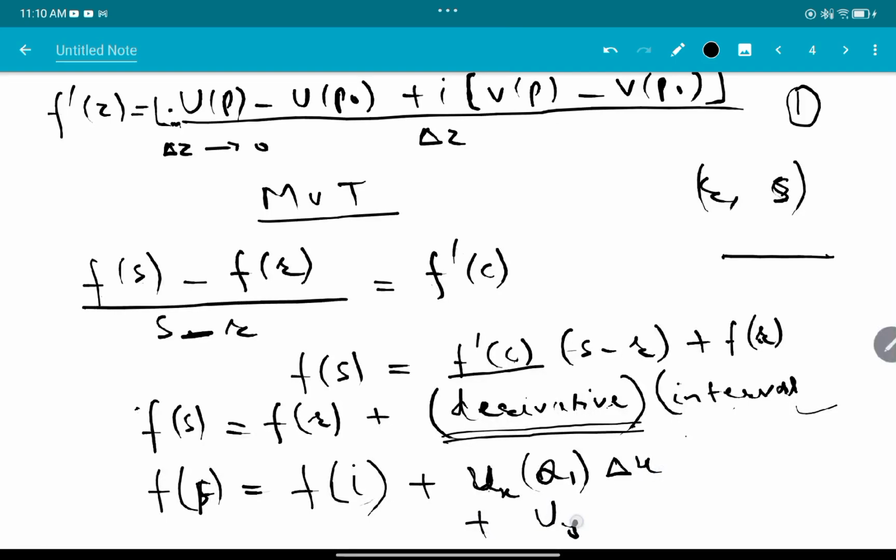u_y at Q1 into delta y. Here you are taking the derivative with respect to x, and here with respect to y, and evaluating the derivative at a particular point Q1. The mean value theorem is not true for every point. It is true only at a particular point, just as the speed will be 4 meters per second only at a particular point, not everywhere. So with this, I hope, my dear students, you will now be able to use this theorem.